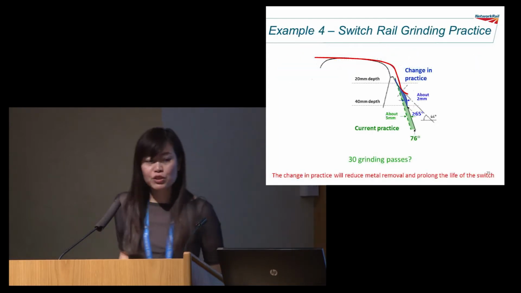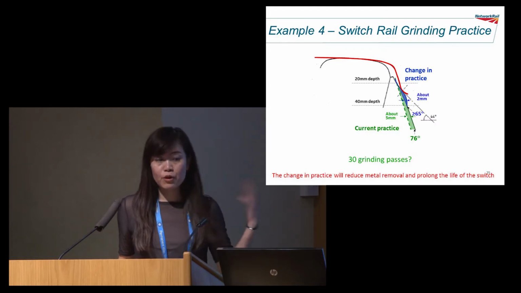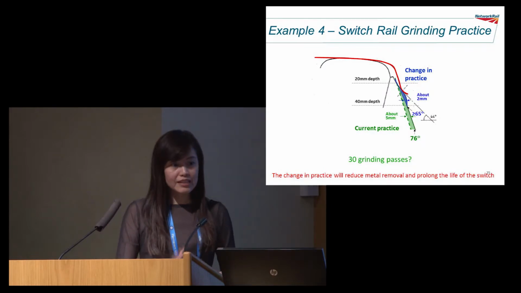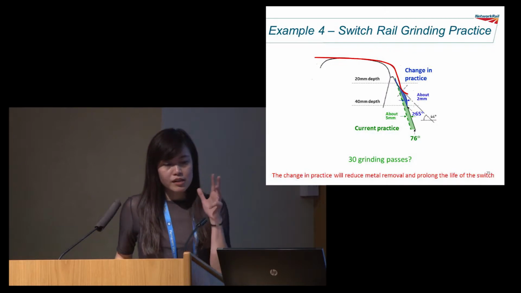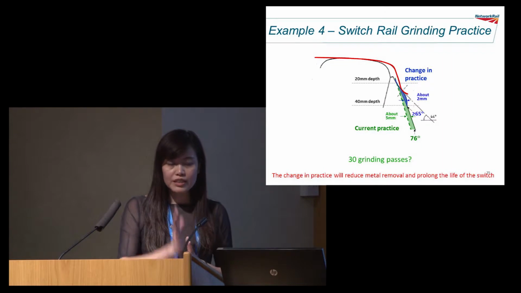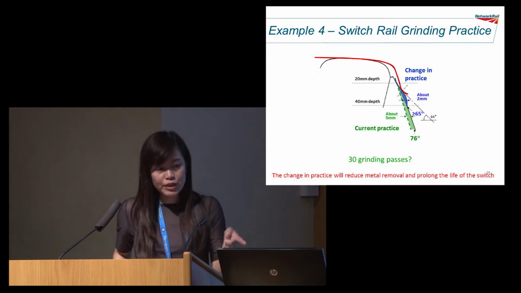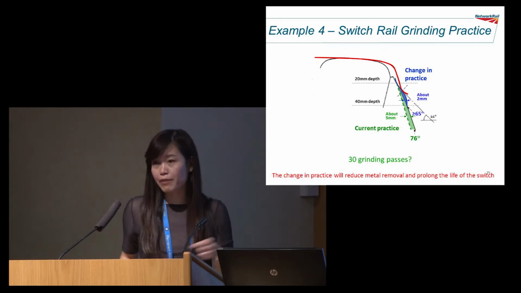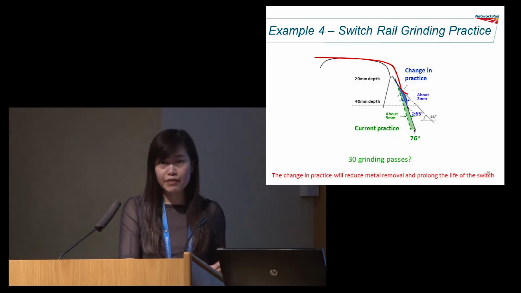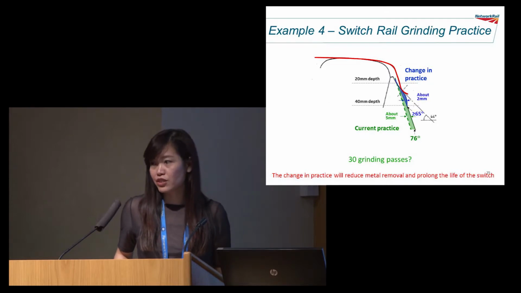Example 4, switch grinding practice. As we saw previously, with new switches, people go out and grind them down. I realized that the grinding process requires you to grind down the switch to the design blade angle, which is 76 degrees. This switch has a contact angle of about 44 degrees. To get it to 76 degrees, which is specified by our standard, you need to grind off at least 5 mil of the switch.